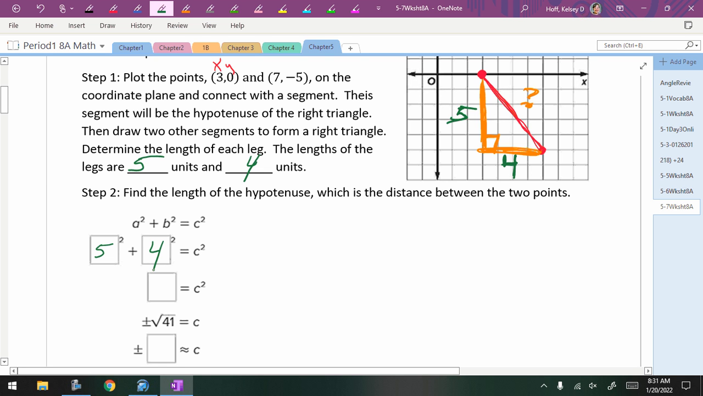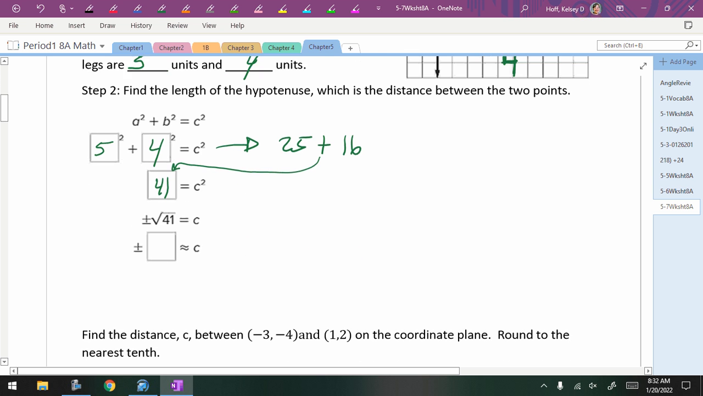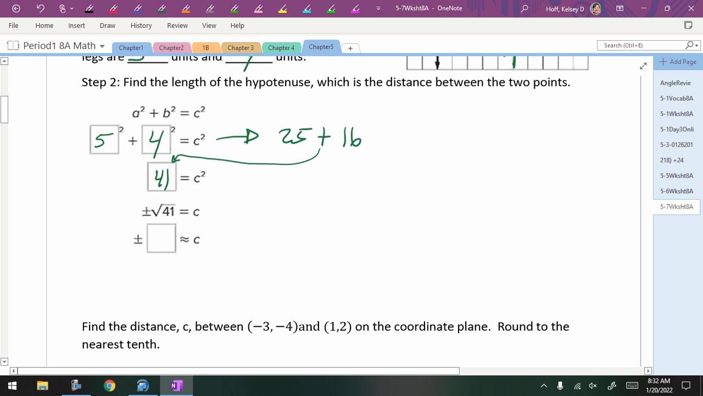Now, they make a big jump here. We need to put some work over here. What is 5 squared? 25. What is 4 squared? 16. Now, when I add those together, I get 41. Then we take the square root of 41, and they want us to round to the nearest tenth. So you guys put that square root of 41 in your calculator and round to the nearest tenth.